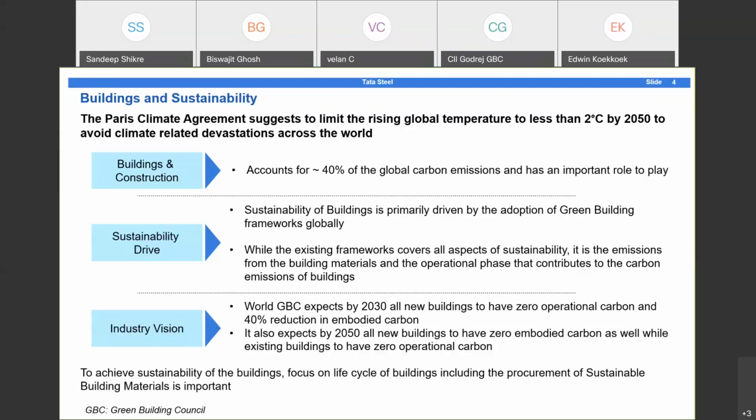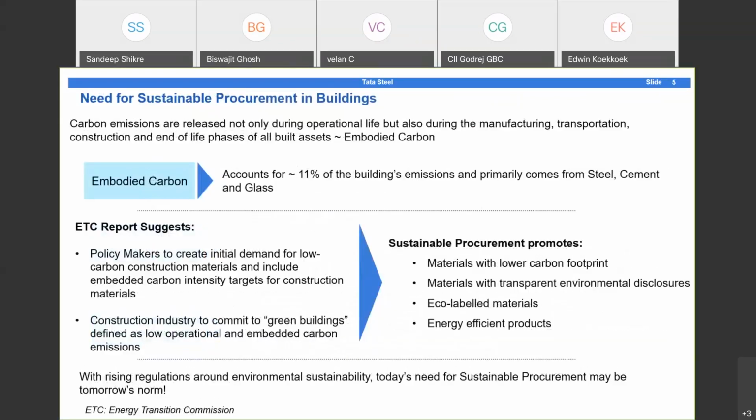And for the sustainability of buildings, the focus on life cycle and the procurement of sustainable building materials is very important. Carbon emissions are released not only during the operational life, but more in the manufacturing, transportation, construction, and end of life phases of all the built assets. This is nothing but the embodied carbon, and it accounts for roughly 11% of the building's emissions. Much of it is from steel, cement, and glass.